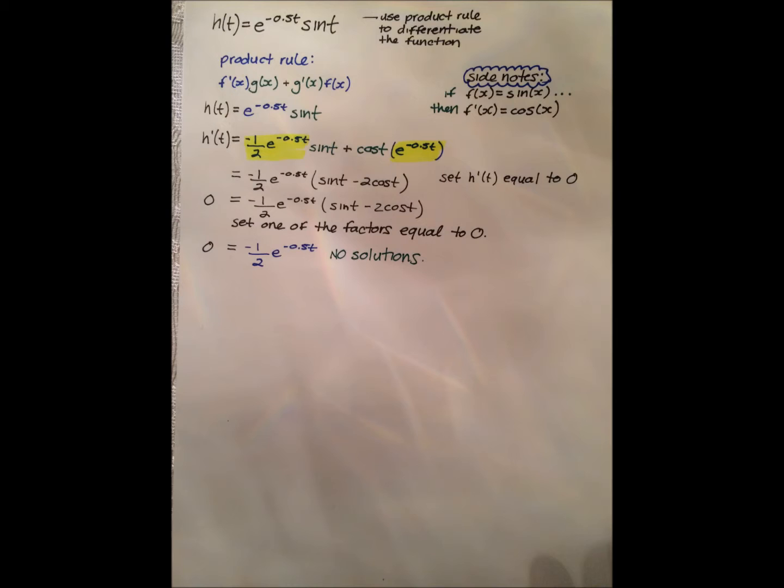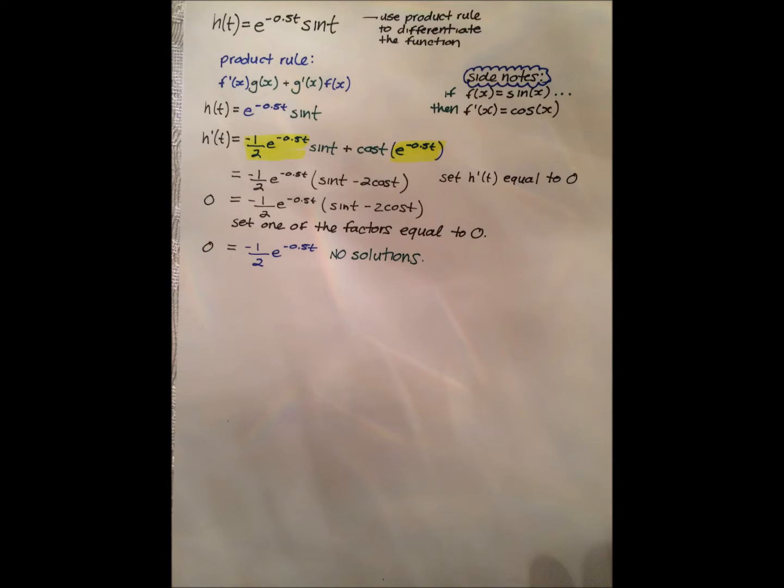Now that we have set up our product rule, we can expand our equation. Once we expand, we can see that we have a common factor, negative 1/2 e to the negative 0.5 t, highlighted in yellow. We can then take this out of our equation and simplify it even further, as shown in the second line. Now once we have fully simplified our equation, we can set it equal to 0. We can set one of the factors equal to 0. As shown, we have set negative 1/2 e to the negative 0.5 t equal to 0. In this case, it will have no solutions, because this exponential can never equal 0.